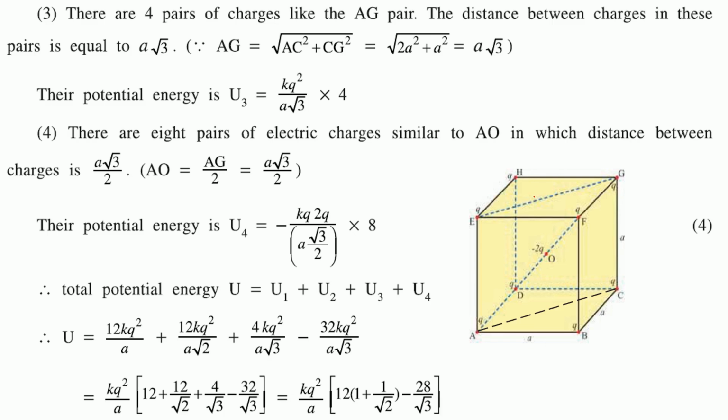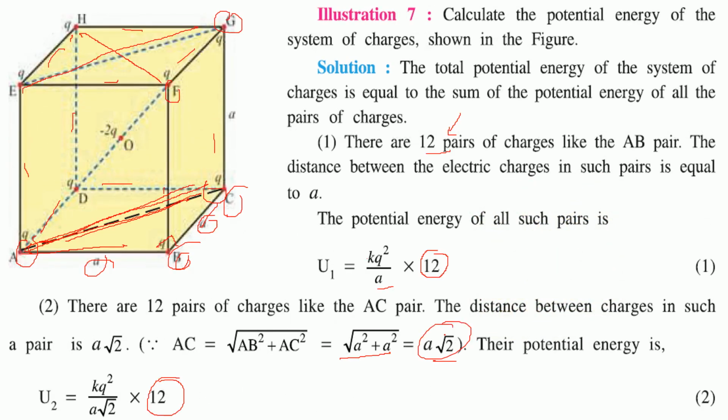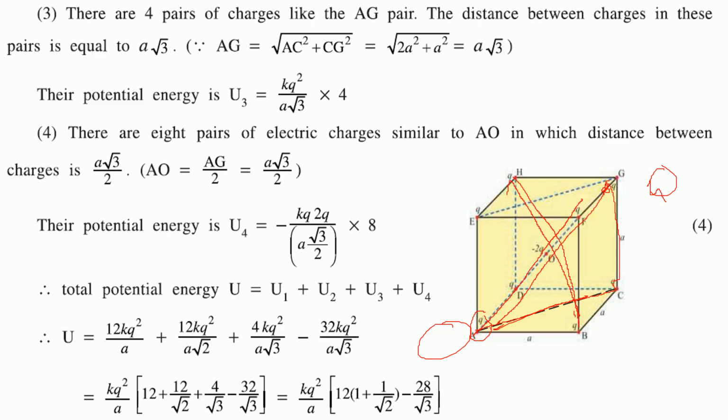Now there is one more type of pair, AG. This kind of distance, AG, HB, like this. There are only 4 AG type pairs. Now we have to find out this distance. It will be this square plus this square. We just found out AC, which was A root 2. So we'll directly use this AC. This is A root 2.